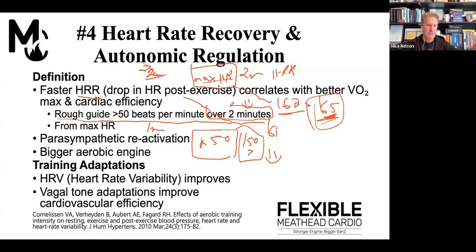But if you don't have that, just have something that's going to record your heart rate the entire time. Wait 2 minutes later, and you can just calculate it. You're literally just looking for max to 2 minutes later. This is a good marker for what's called parasympathetic reactivation. So the bigger your aerobic engine, the better your parasympathetic nervous system is, the faster it allows you to get back to baseline.